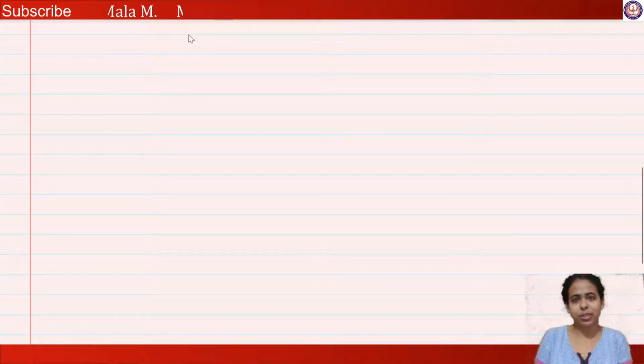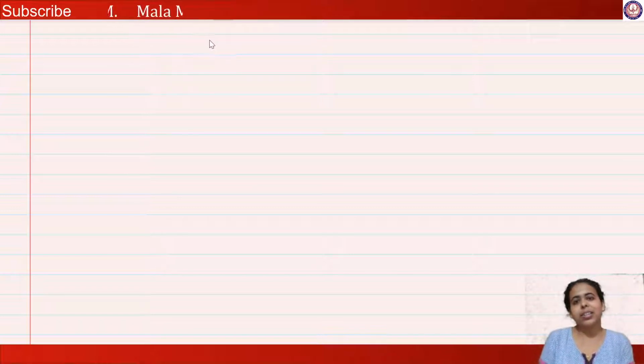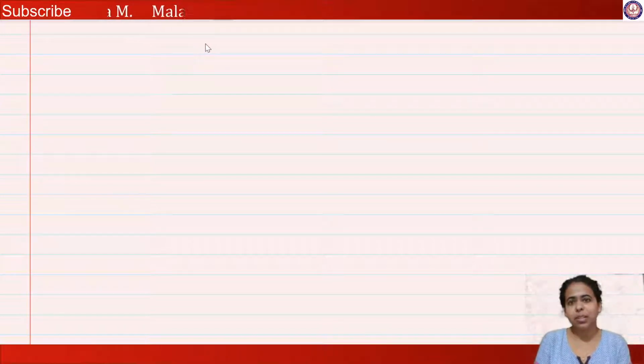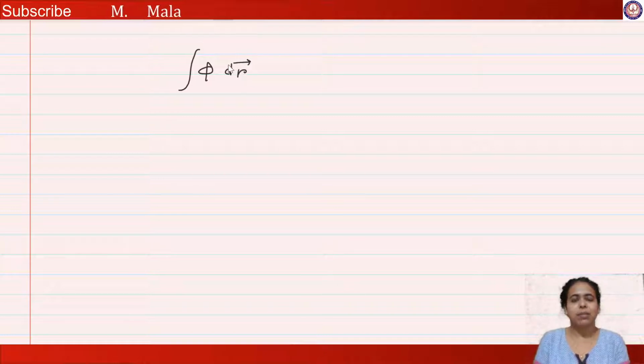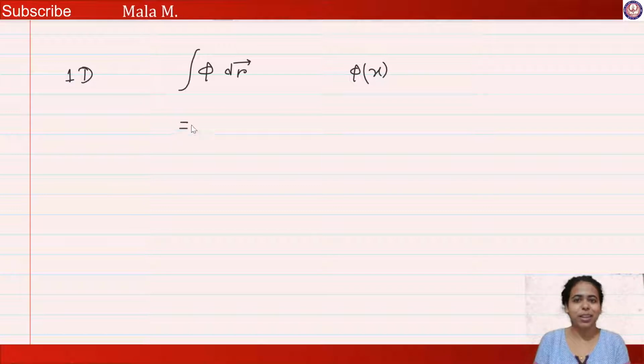As I have told you in my previous lecture, the line integration can be in 1D, 2D or 3D Cartesian coordinate systems. If we are in a one-dimensional Cartesian coordinate system, then it is very easy for us, since in one dimension the r vector is a function of x only and phi is also a function of x. So for 1D it will be very easy for us.